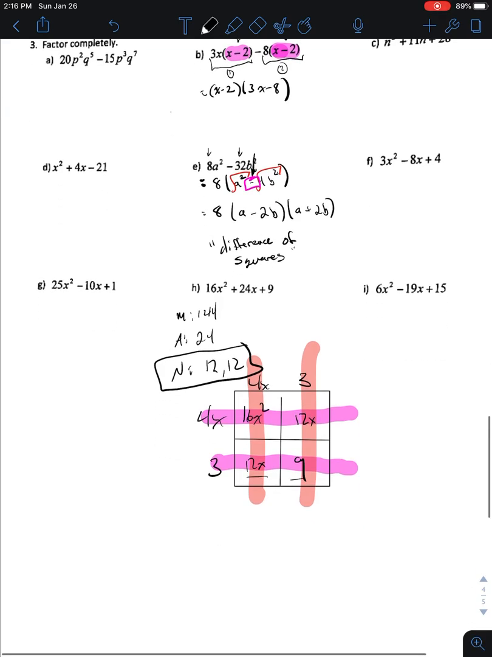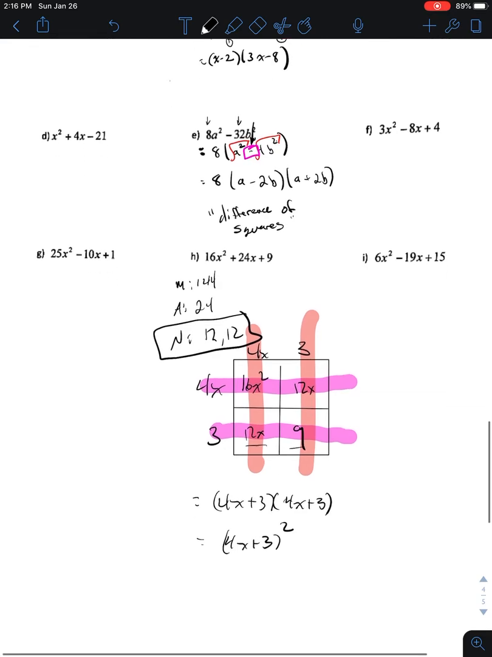Now we got to do the vertical one, right? So again, we're going to get 4x and 3. So that means my answer is going to be 4x plus 3 multiplied by 4x plus 3, which condenses to 4x plus 3 squared.